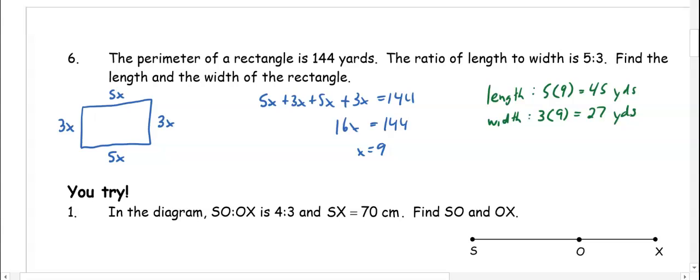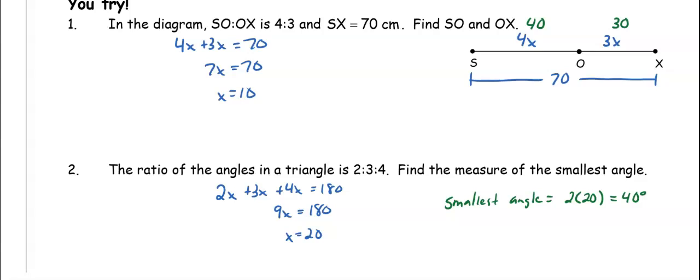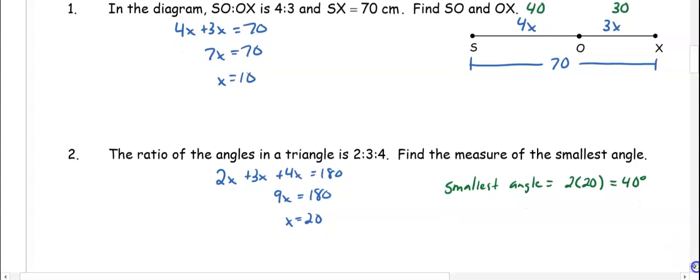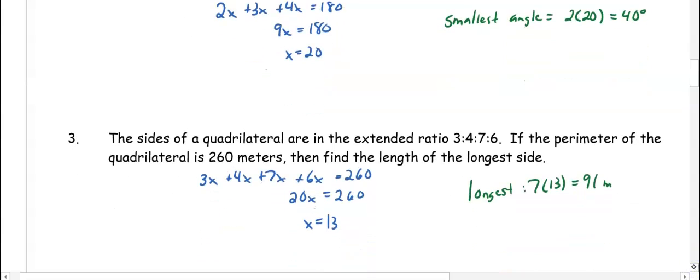Pause the video and try the U-try problems before restarting the video to check your answers. In the U-try problems, number 1, x should equal 10, so your lengths are 40 and 30. In number 2, x should equal 20, so your smallest angle would be 40 degrees. And in number 3, your x should be 13, so your longest side would be 91. Pause the video or rewind if you need more time to check your work.